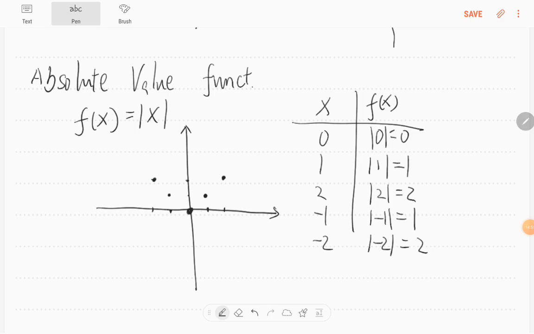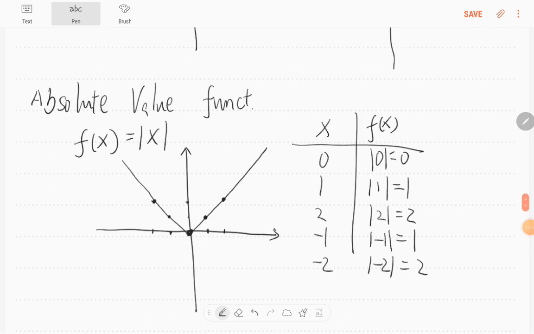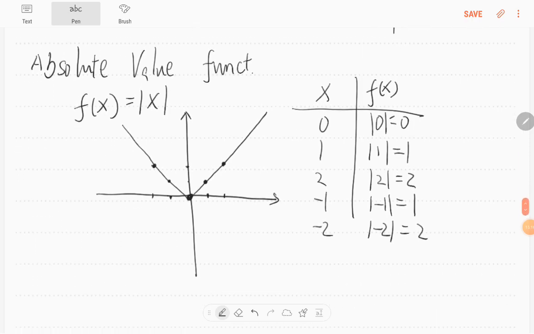So let's connect these points. Two straight lines, right? Like an angle. This is an angle. Okay, so this is the absolute value of x. So these are the elementary functions. You should know the shape of the graph for these functions.